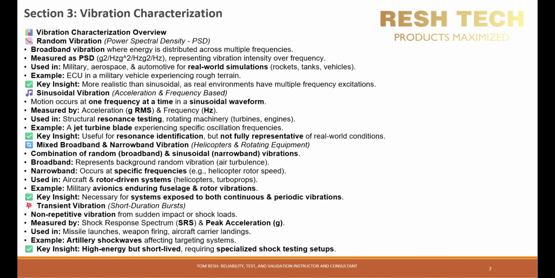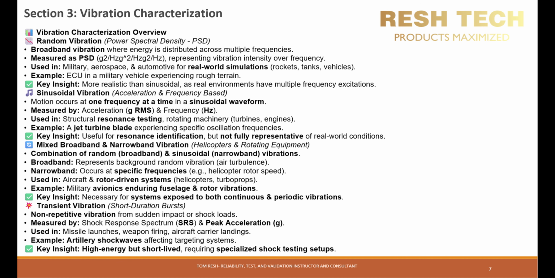The next is sinusoidal vibration, which is defined by acceleration and frequency. Sine vibration is a vibration type where motion occurs at a single frequency at a time, following a sinusoidal waveform. It is defined by acceleration, expressed in G's or GRMS, which is the vibration intensity, and frequency, the rate of oscillation. Applications include structural resonance testing to determine natural frequencies of components.